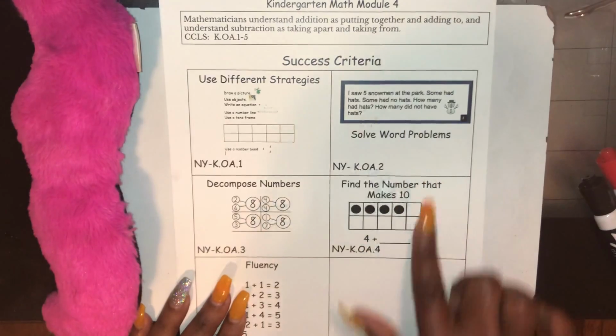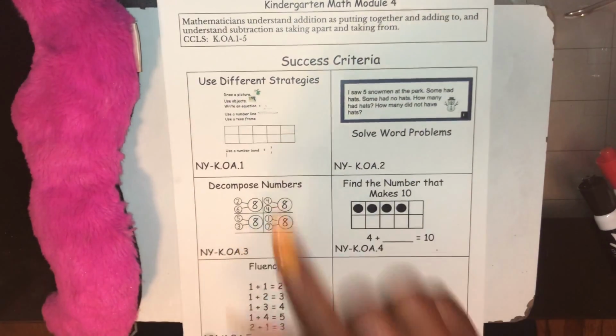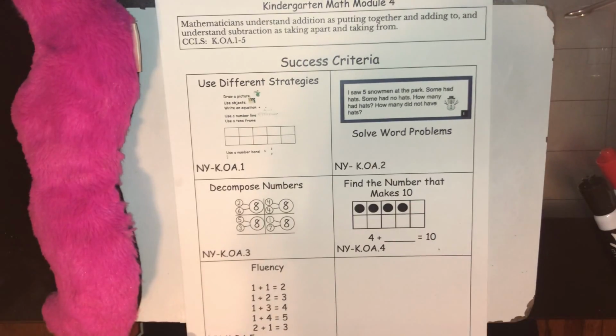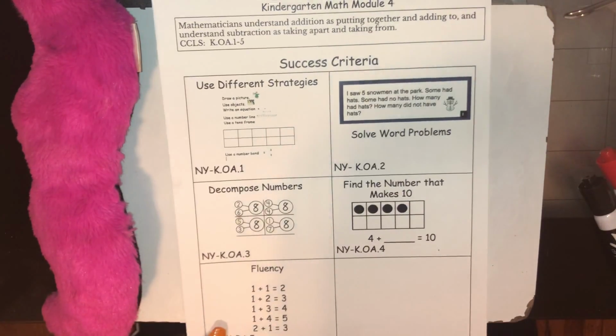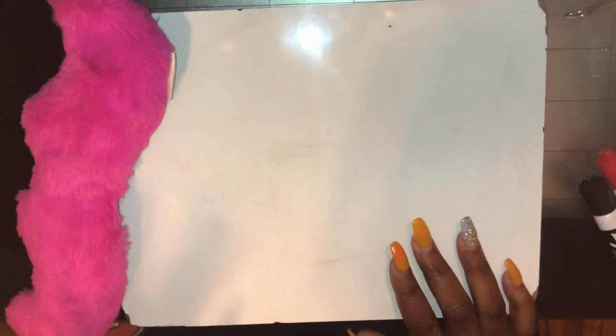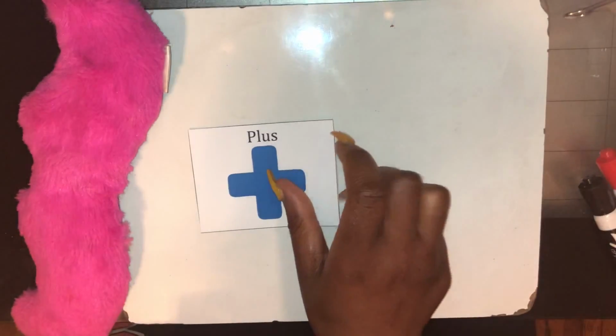Here are some of the overall goals for Module 4. Using different strategies, solving word problems, decomposing numbers, finding numbers that make 10, and fluency. All right? So we're going to get started. Here's my little mustache. I have a little mustache that's going to be sitting right here with me while I teach. So here are the academic vocabulary for today.